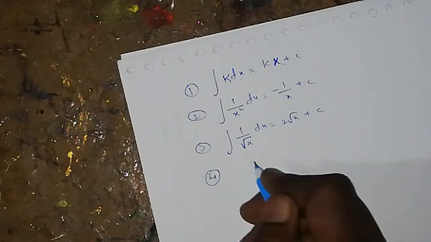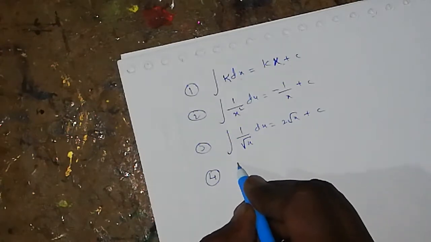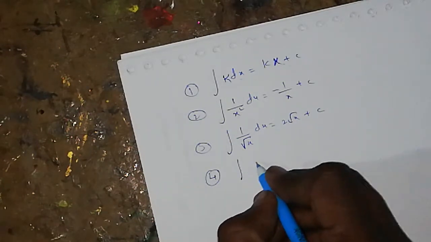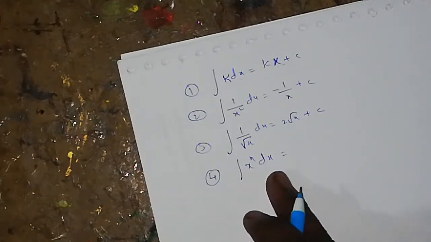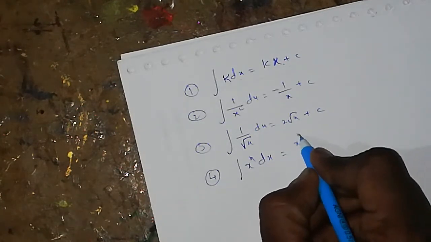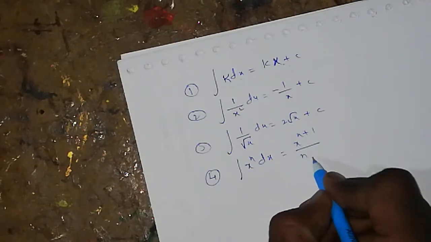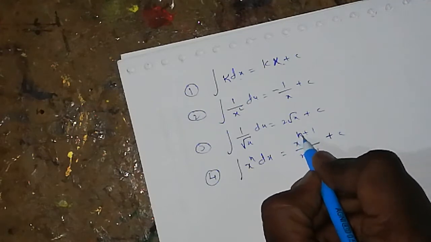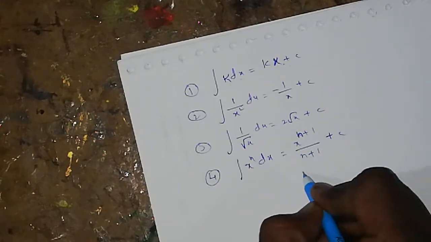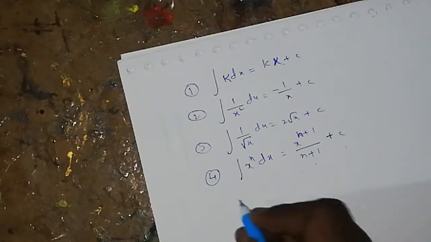So I am writing the formulas now one by one. Integration of x power n dx is equal to x power n plus 1 by n plus 1 plus c. This is one more formula.